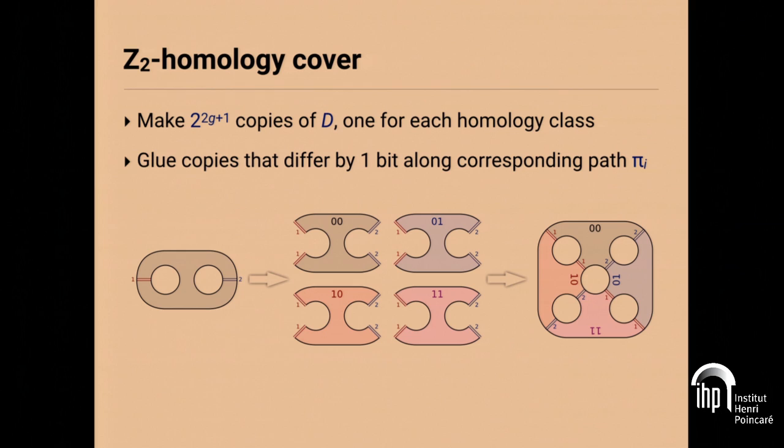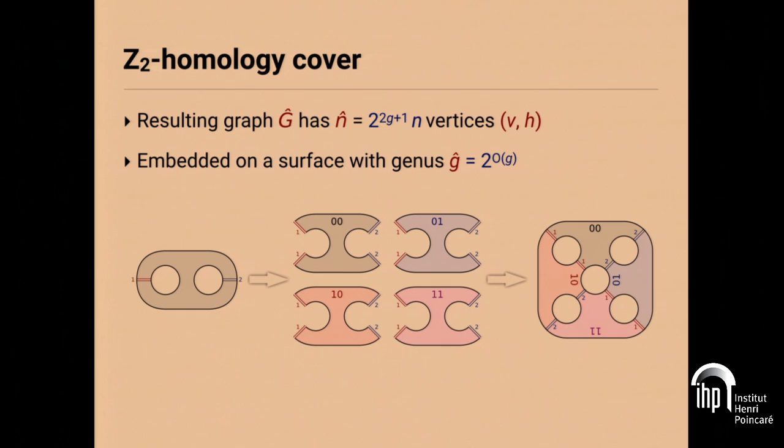Okay. Now, this surface is somewhat complicated because I'm collecting 2 to the 2g plus 1 copies of my original surface, which had complexity n. And so I'm going to get this much higher complexity n hat. And a little computation with Euler's formula should also convince you that the resulting surface has genus exponential in the genus that I started with. Okay.